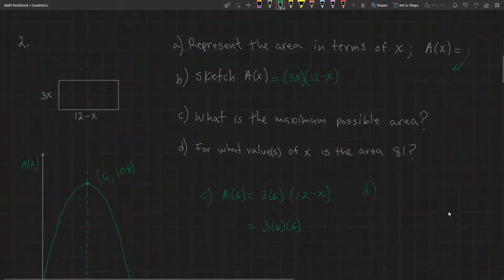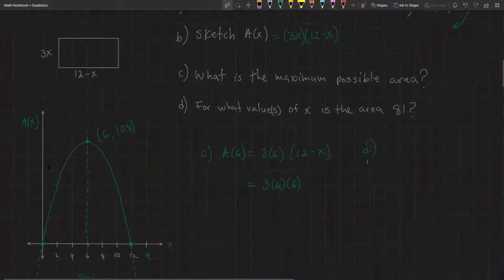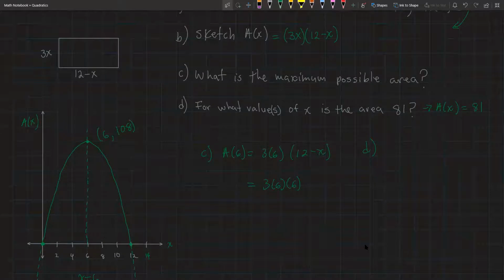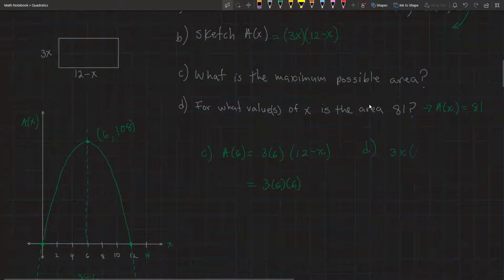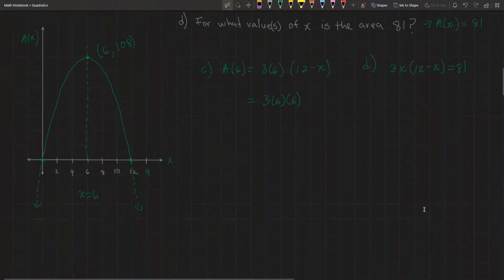Letter D. All right, so remember that now it says, for what values of x is the area 81? And that makes sense. 81 is smaller than the maximum area of 108. So it has to happen somewhere down here. So you should keep that in mind. Our answer should make sense. And this means that we want the equation of the area equal to 81. And we do have an expression for A of x. We wrote it up here. So we're going to say that 3x times 12 minus x is 81. And hopefully your factoring skills are strong because they're going to be required here.